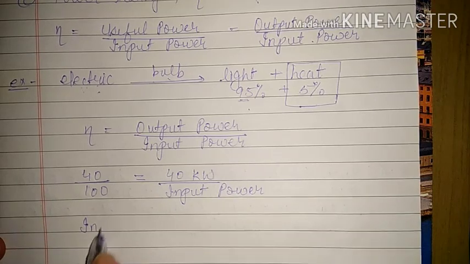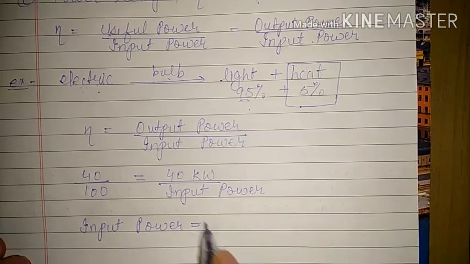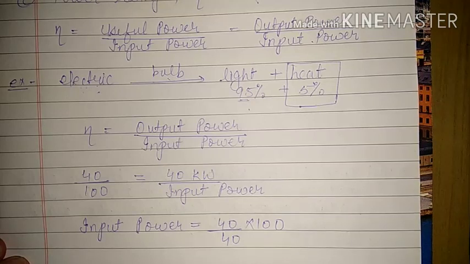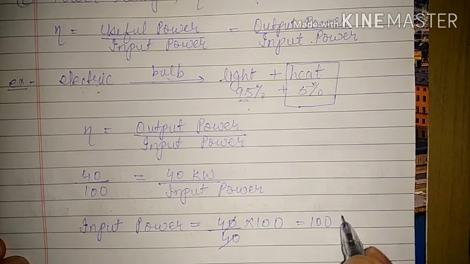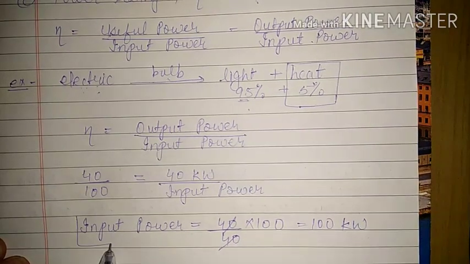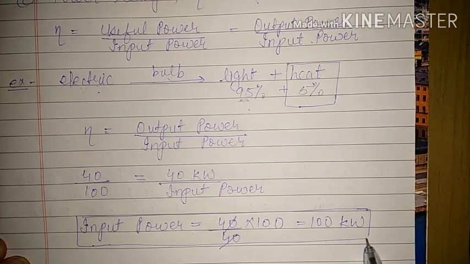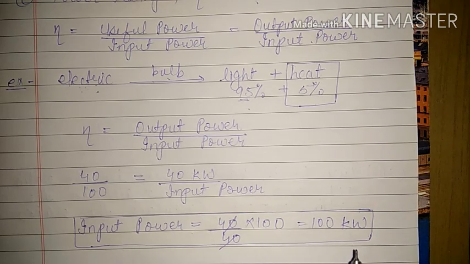So actually what we want here is input power. Since here we have taken 40 kilowatt, the power obtained is also in kilowatt. So 100 kilowatt is the input power. That means initially you have given 100 kilowatt, and out of 100 kilowatt the machine has utilized 40 kilowatt, and 60 kilowatt power has been wasted. This is our question number 8.